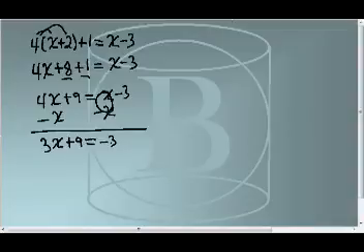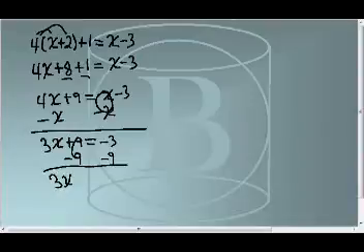Now I can start isolating my variable term, and I do that by, well, a 9's been added to my variable term, so let me undo that by subtracting a 9 from both sides. This goes to 0. Negative 3 minus 9 gives me a negative 12.